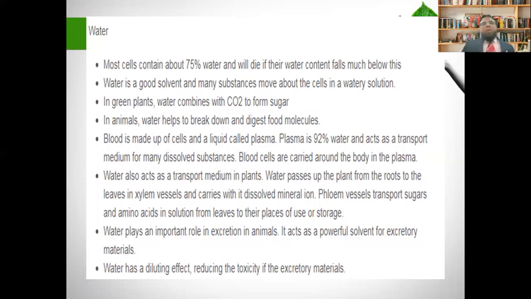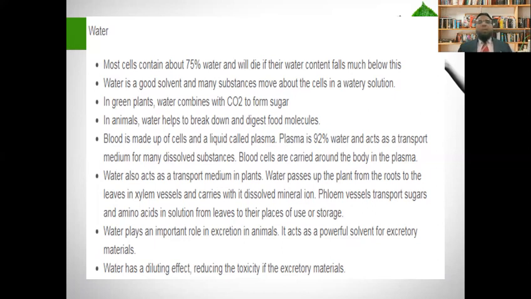In green plants, water combines with CO2 to form sugar. In animals, water helps to break down and digest food molecules. Blood is made up of cells and a liquid called plasma. Plasma contains 92% water and acts as a transport medium, because it has the capability to dissolve many substances. For example, urea is dissolved in plasma, and glucose is dissolved in plasma.